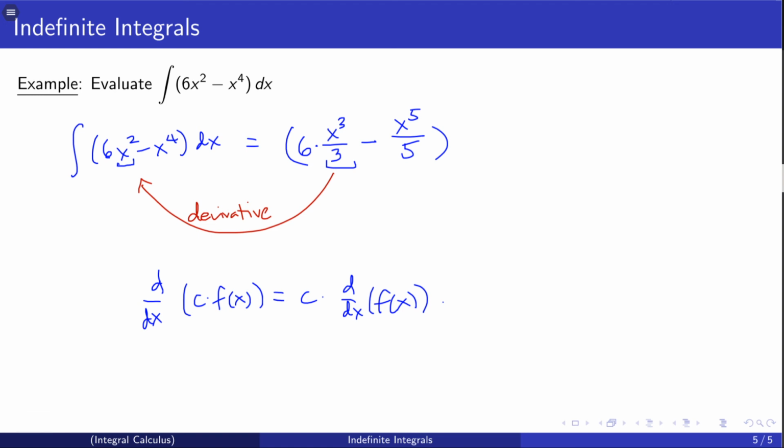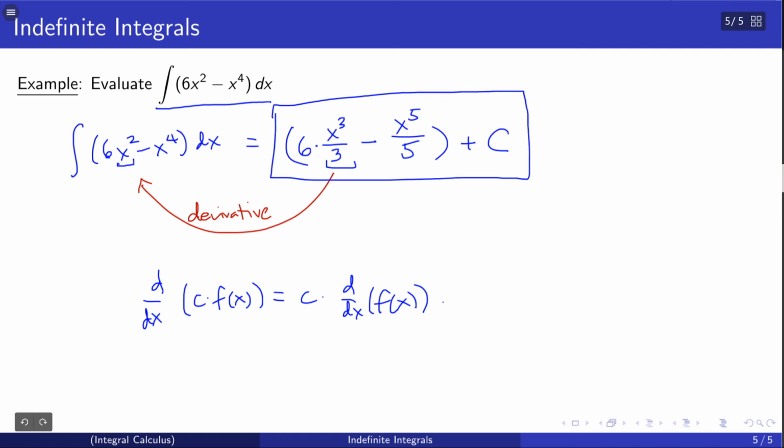And to be correct here, we will say plus c, because again, we are looking for the family of antiderivatives of your function. And it is basically all these functions for any value of c in the real numbers.